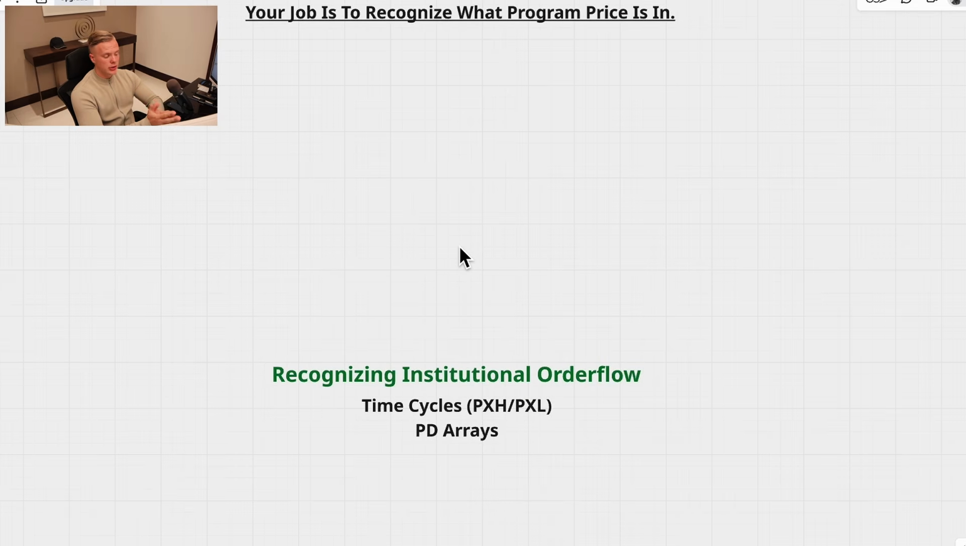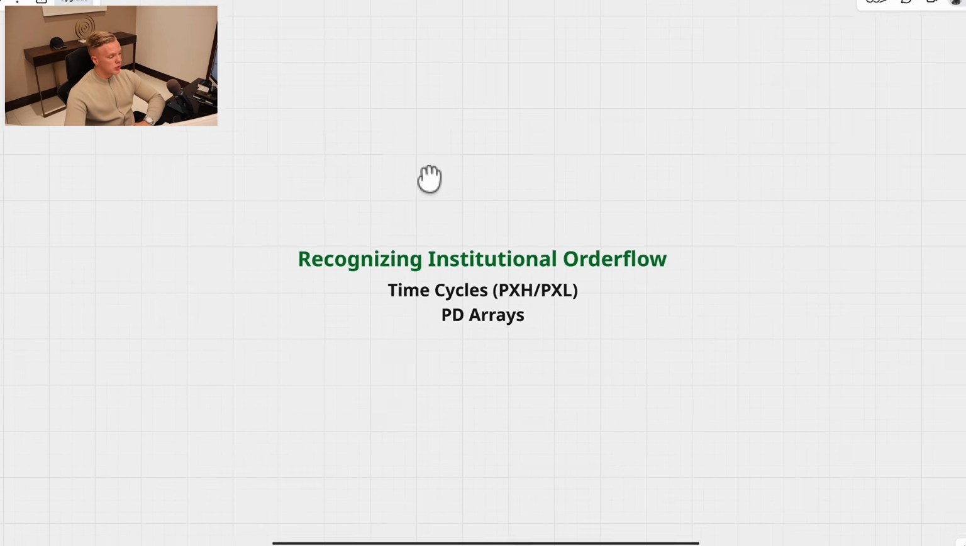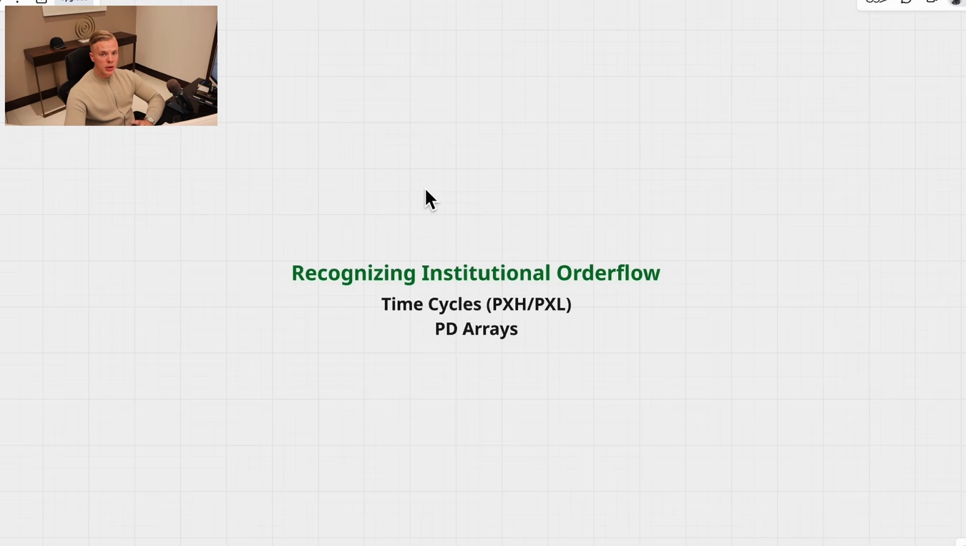When it comes to recognizing institutional order flow, there are two ways of recognizing institutional order flow, which I want you to start paying attention to. There are many other ways to also start paying attention to recognizing institutional order flow. However, for this lecture, I've chosen two of the most important methods that we're going to discuss. First of all, we're going to be discussing time cycles, PXH and PXL. Secondly, we're going to be discussing PD arrays and how to use them accordingly to define institutional order flow. Now, if you're unfamiliar yet with the time cycles, I highly suggest you go on my YouTube channel and check out my lectures in the past on the topic.